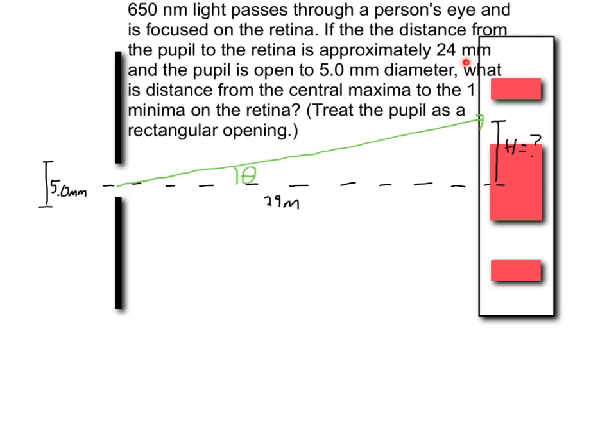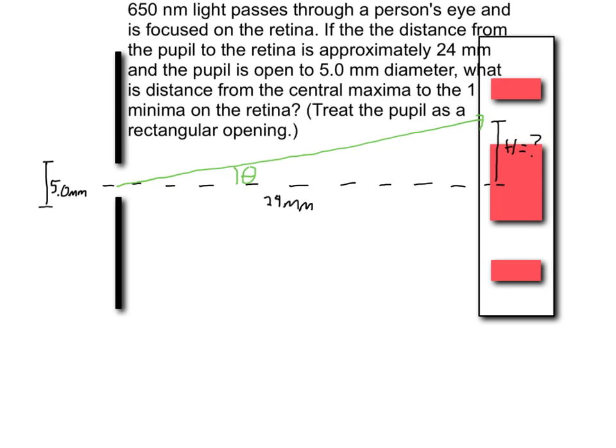The distance from the pupil to the retina is about 24 millimeters, and the pupil can expand or contract depending on the amount of light. At this moment, it has a diameter of 5 millimeters. So 24 millimeters over to the back, that's the retina, and 5 millimeters is the diameter of the pupil, or B in this case. What is the distance from the central maxima to the first order minima? So from here to here. What is H is what we're looking for. And once again, we're going to treat the pupil as a rectangular opening. We'll get to circular openings here soon.